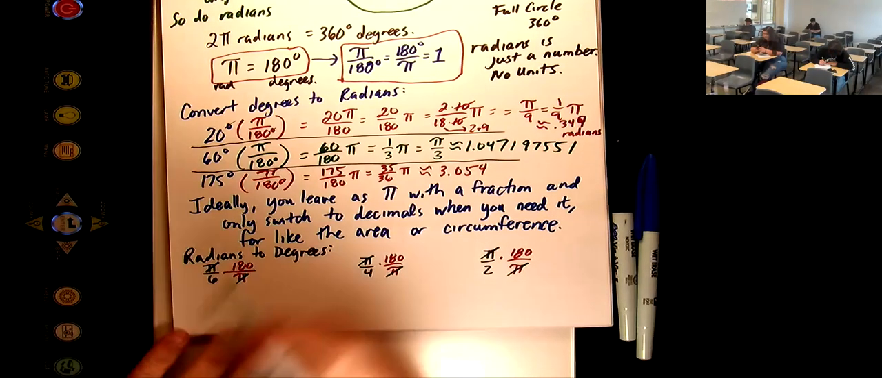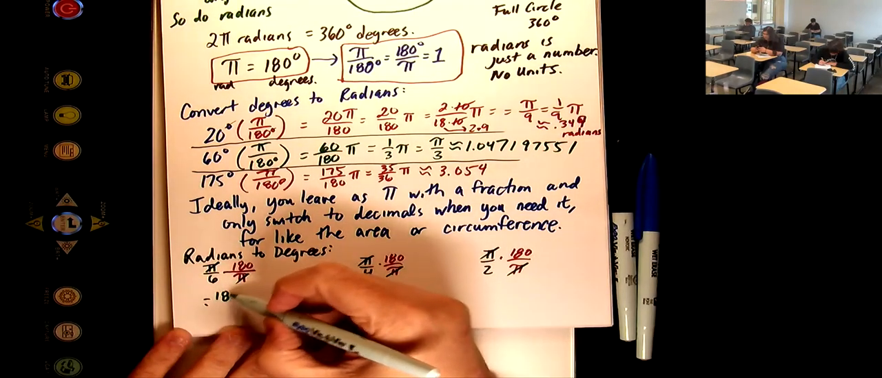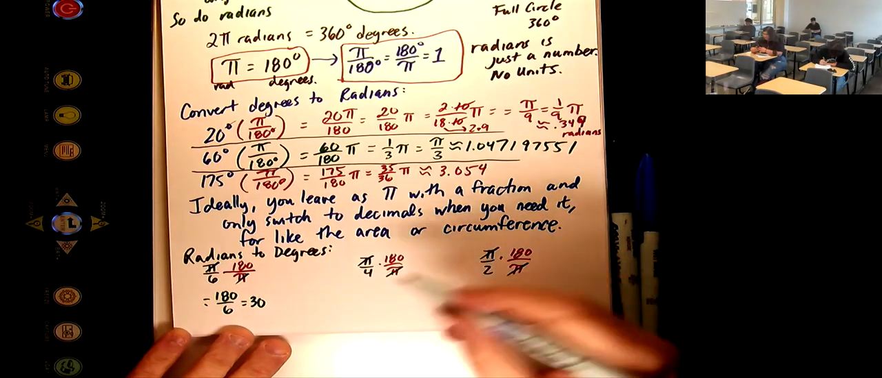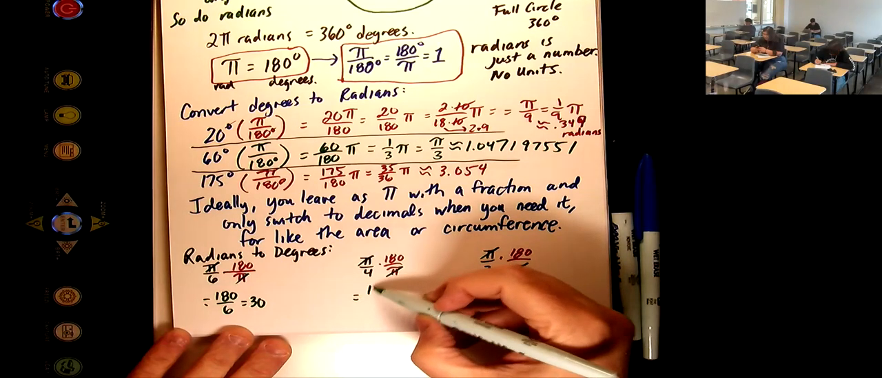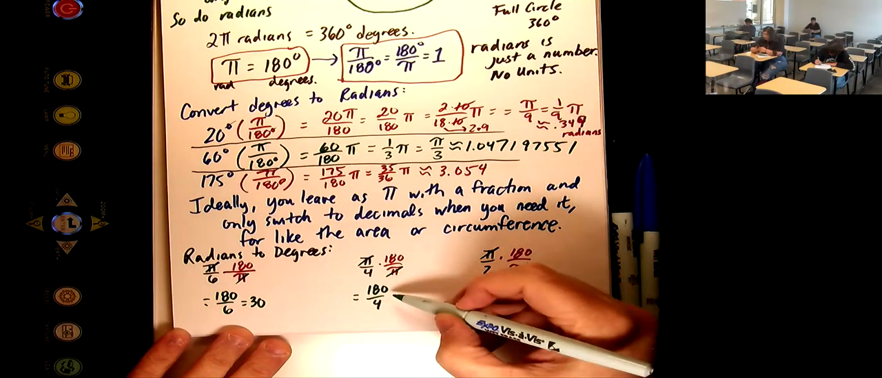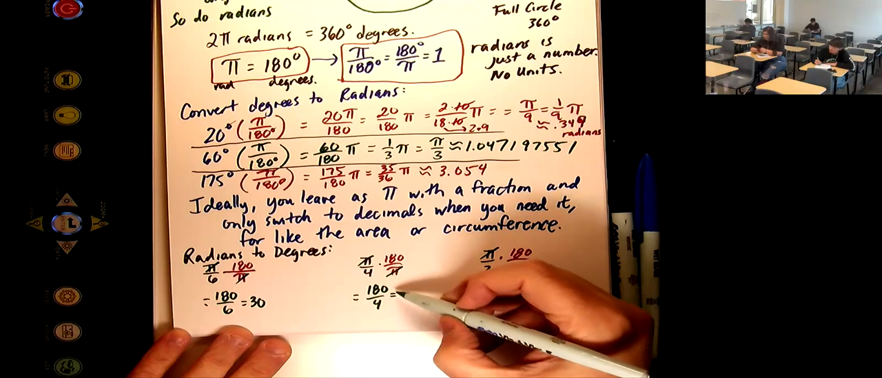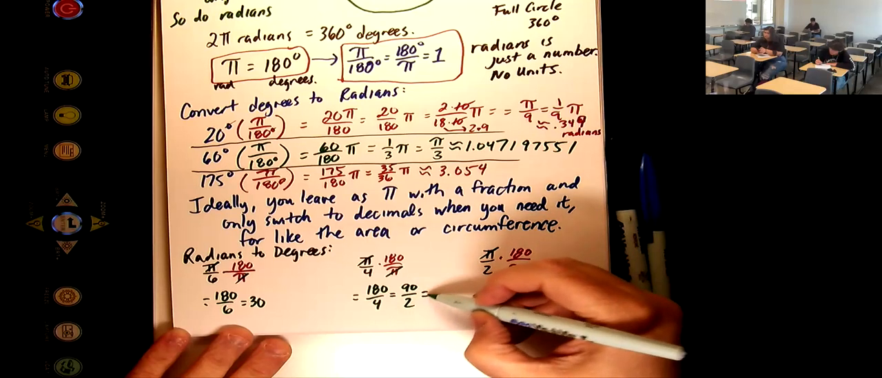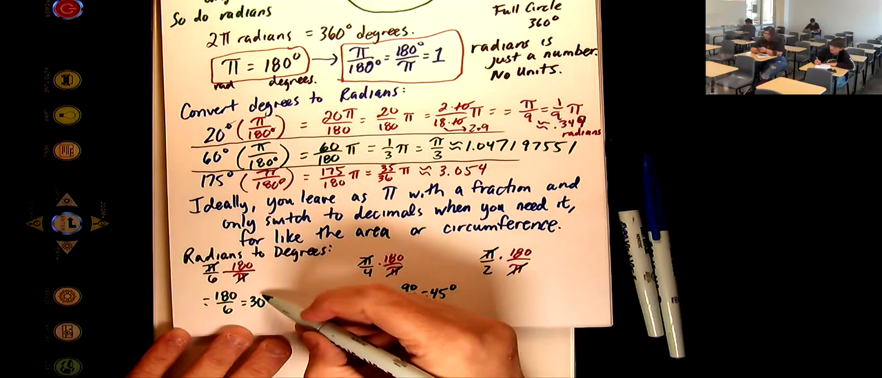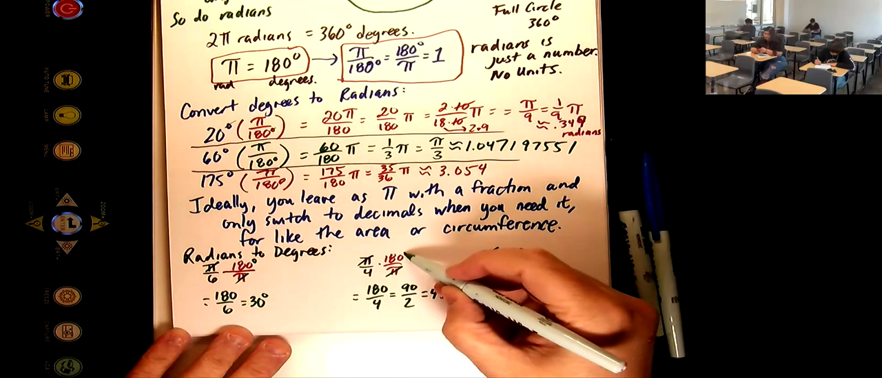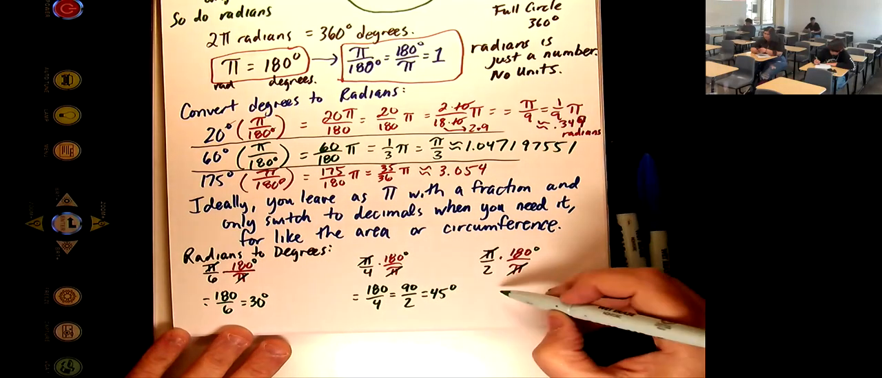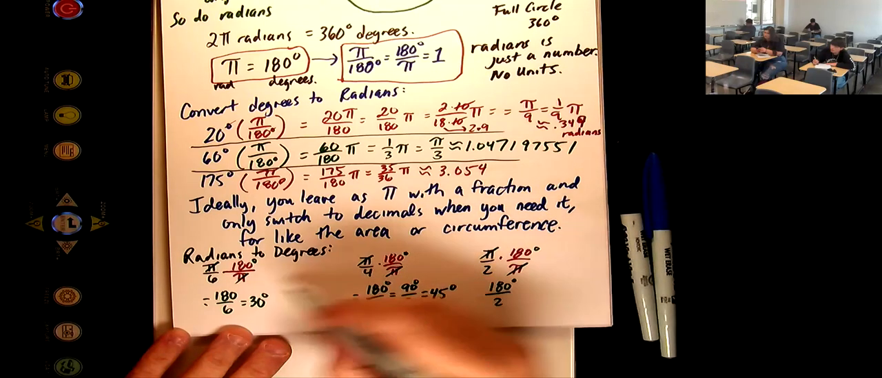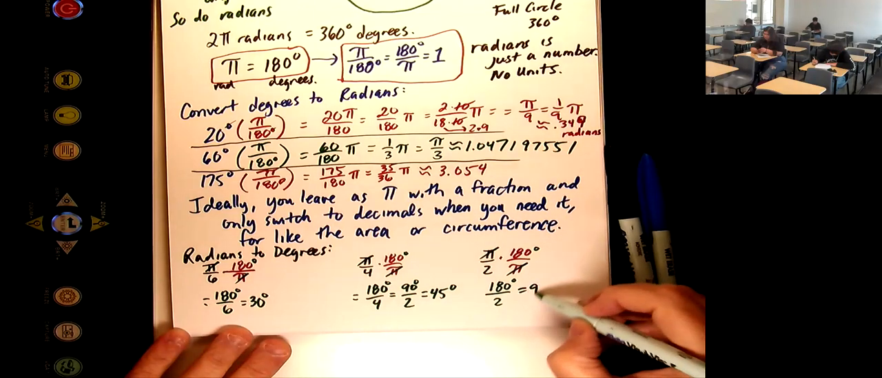This is 180 divided by 6, which is 30. This is 180 divided by 4, which isn't as easy for people to do, but you could divide each one by 2 fairly easily and get 90 over 2. 90 over 2 is 45, and these are in degrees. If I have 180 degrees over 2, I have 90 degrees.